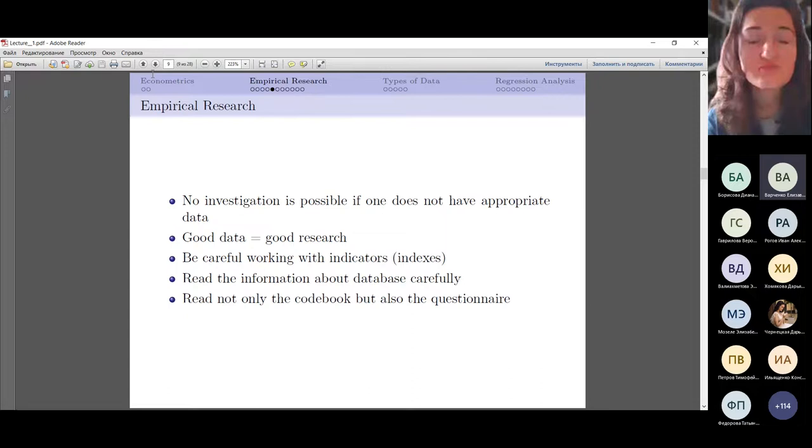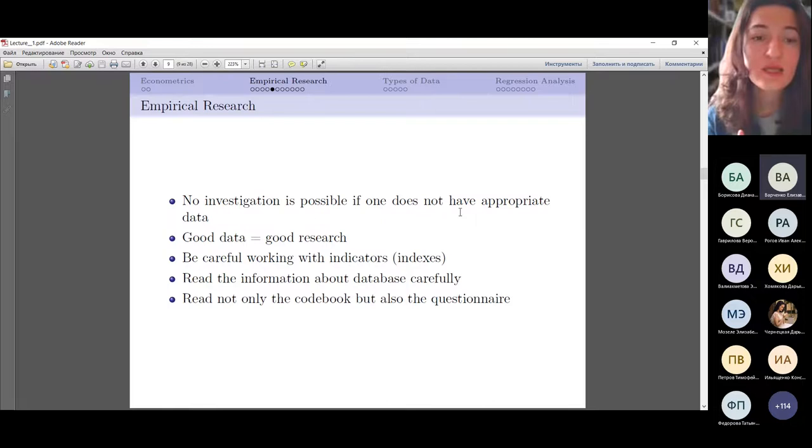Also, you know that in our modern world, a lot of data is presented as indices. So you should be very careful to work with such kind of data and to work with indicators and indices, because you must understand what your index is made of and how this index was constructed. If you don't understand how your index was constructed, you can include similar data or similar indicators into your model. And of course, this will be a real mistake.